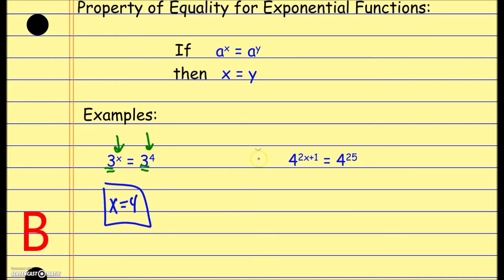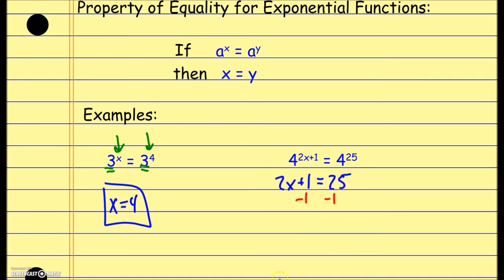We set up an equation, and it just so happens this equation is already solved for us. If I look at the next one, it's pretty much the same thing. If the base is the same, it's 4 raised to a power equals 4 raised to a power. If each of these has a base of 4, it means the exponents also have to be the same. In other words, the 2x plus 1 has to equal the 25. This one's a little bit more complicated because it's not already solved for us.